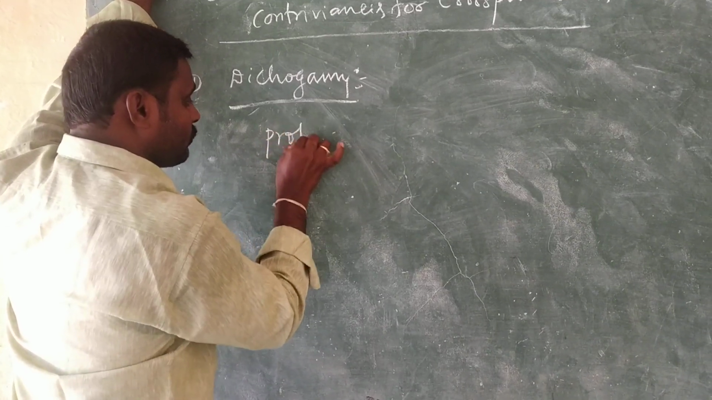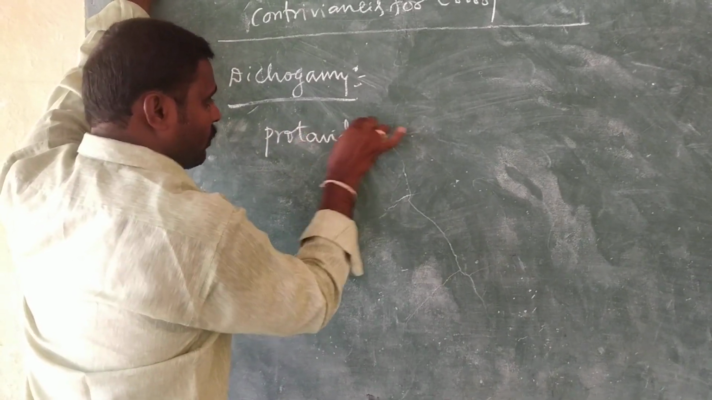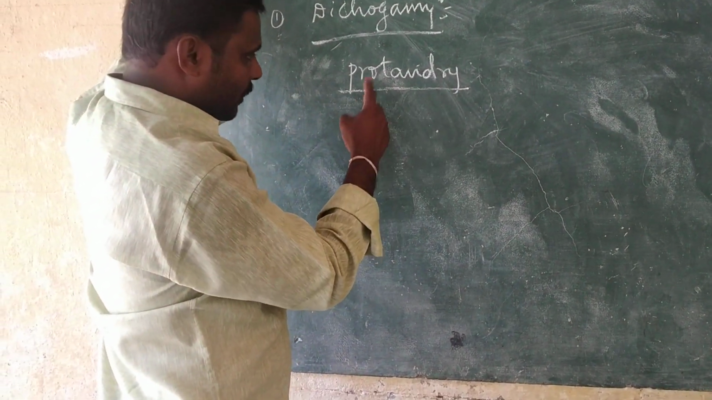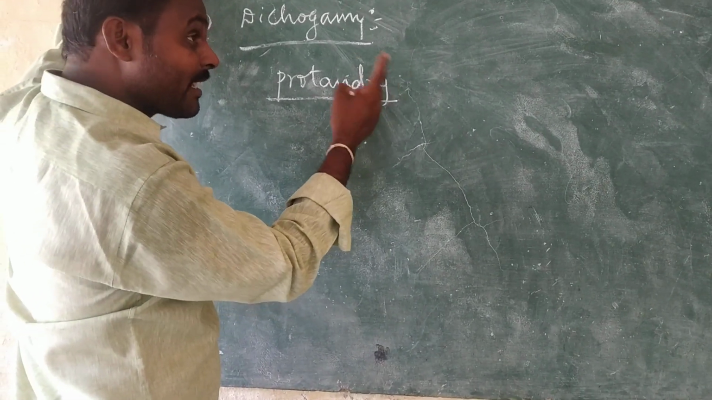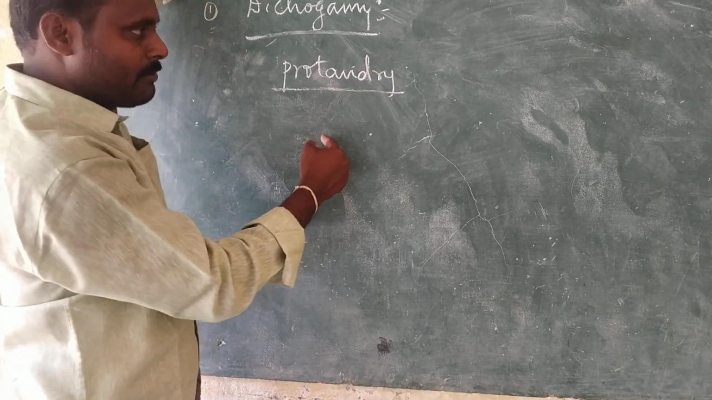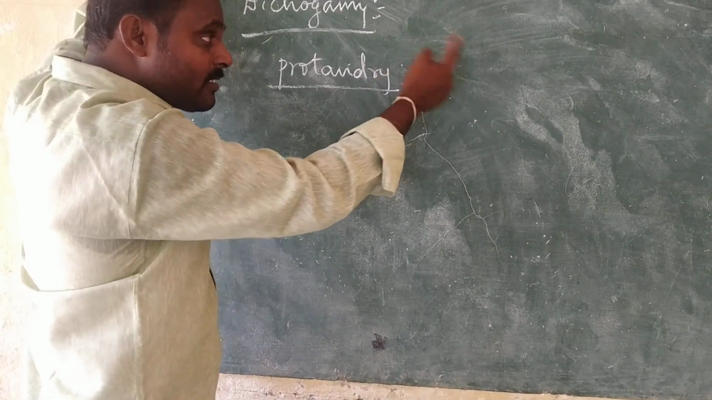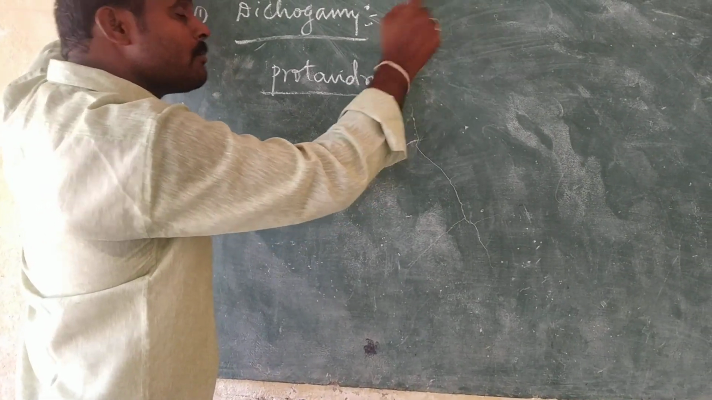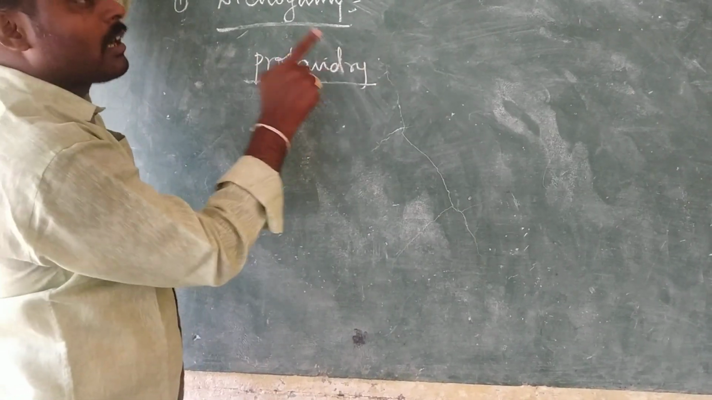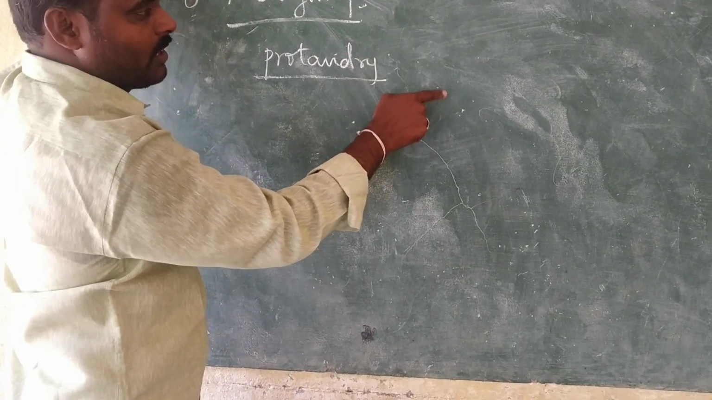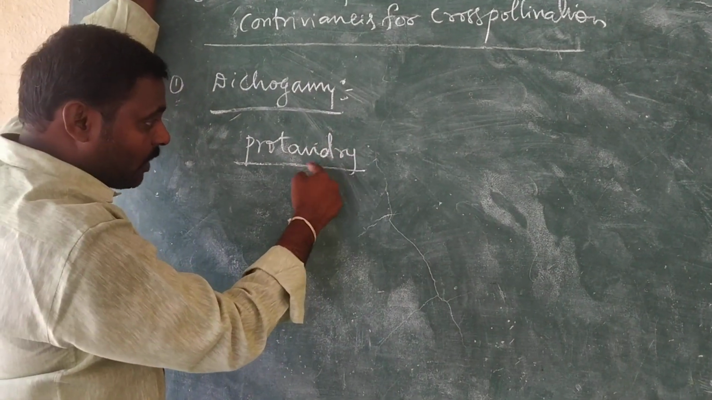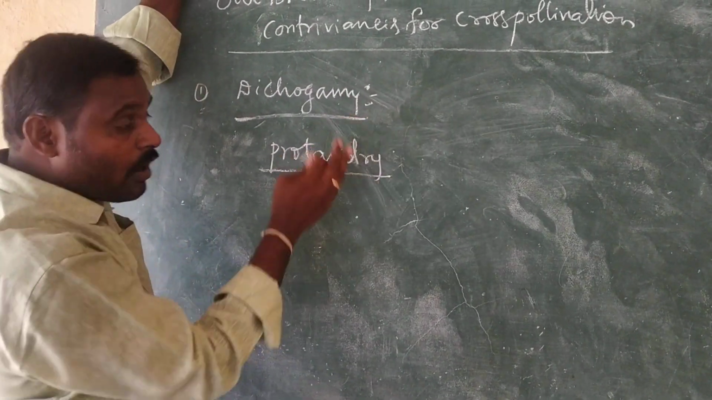Protandry. What is protandry? Pro means early, andry is nothing but androecium. That means the androecium matures earlier than the stigma. Androecium, that is, the anthers, mature earlier than the stigma, so whatever pollen grains are released from that flower, if they reach the stigma of the same flower, it does not undergo self-pollination, because the stigma does not show receptivity or has not matured, so whatever pollen grains land on the stigma do not germinate.